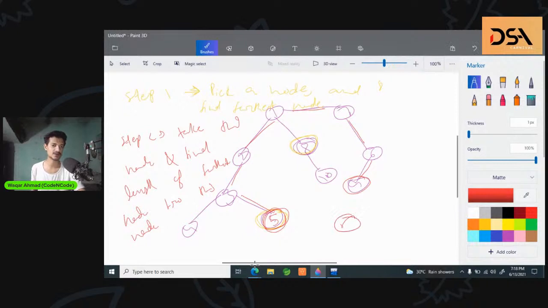This is how you find out diameter using two DFS. First DFS to find out the farthest node from any arbitrary node. Second DFS must be from that node, the node that you find out in the first step. From this node, run a DFS and find out the length of the farthest node from this node, which is the length of node 9 from 5, which is 1, 2, 3, 4, 5, 6. So this is your length of the diameter. So this is how you find out length of the diameter.